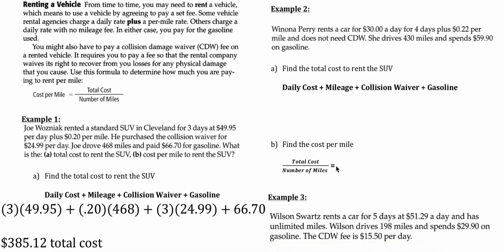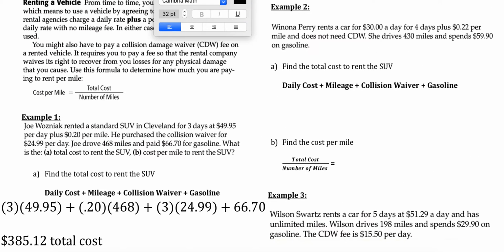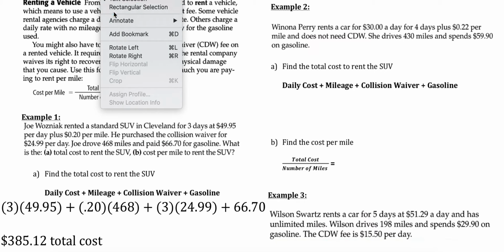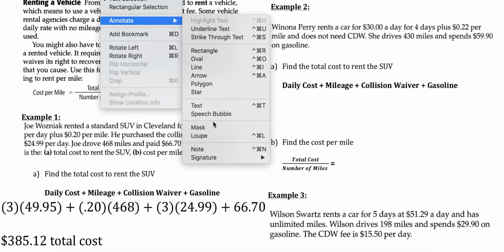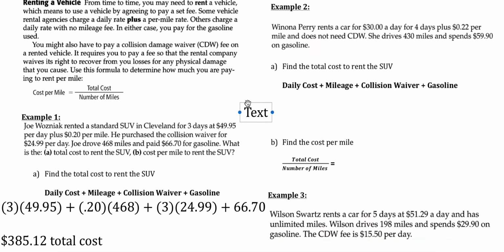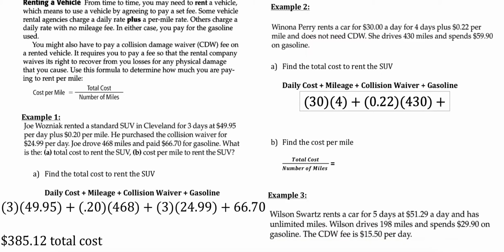Okay, so moving on to our next example. We have Winona, who is also renting a vehicle. $30 per day for 4 days. All right, so $30 times the 4 days plus 22 cents per mile. And she drove 430 miles. And she spent $59.90 on gasoline. She did not get the waiver.